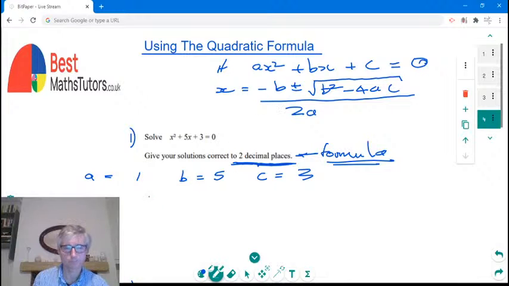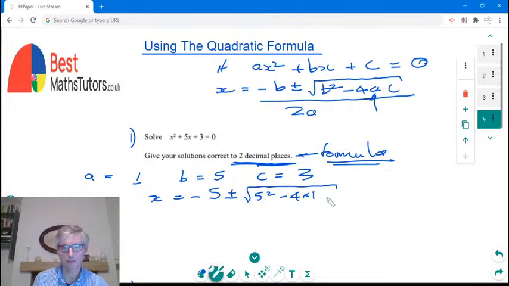So that means that x is going to be equal to minus whatever b is, so that's 5, plus or minus the square root of, and then it's b squared, so that's 5 squared, minus 4 times a is 1, so that's what I'm putting in the formula there, the a, times 1, and c is 3, and then it's all over the 2a there, so it's 2 times whatever a is, and a is equal to 1.